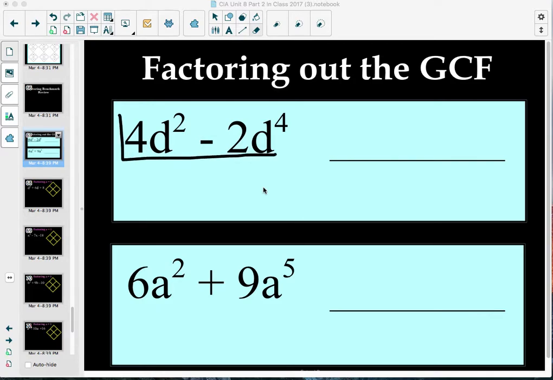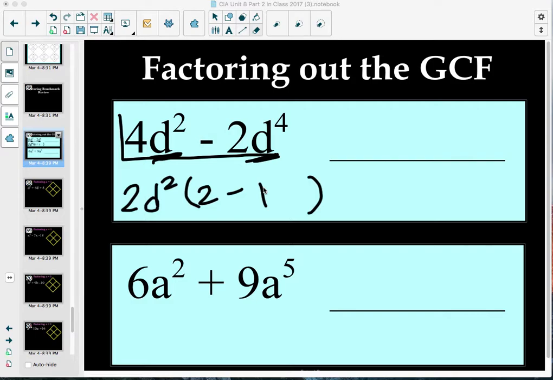We say, what divides 4 and 2? The answer is 2. And when I look at the letters, I take the smaller of the two. So I get D^2. And then to get what's left over, I divide. So 4 divided by 2 is 2. 2 divided by 2 is 1.